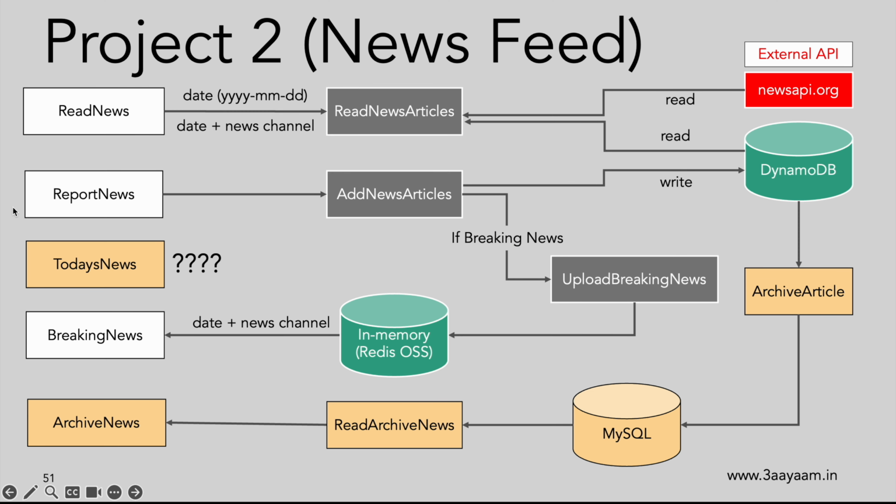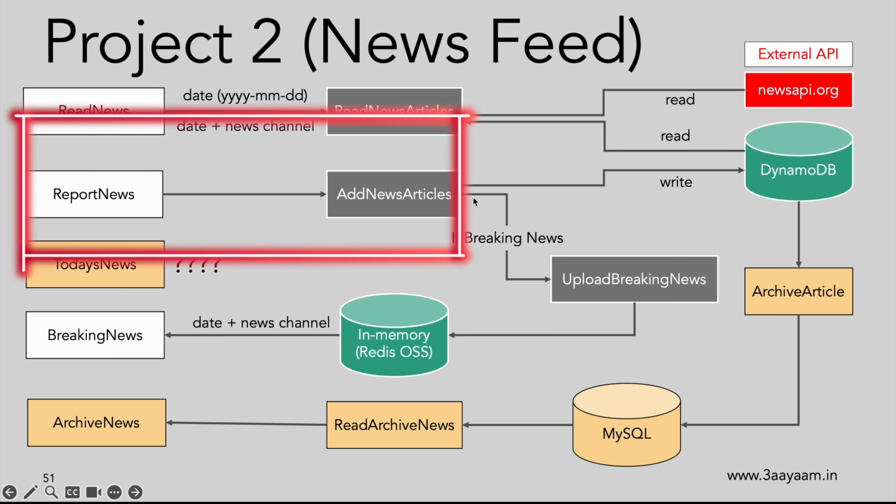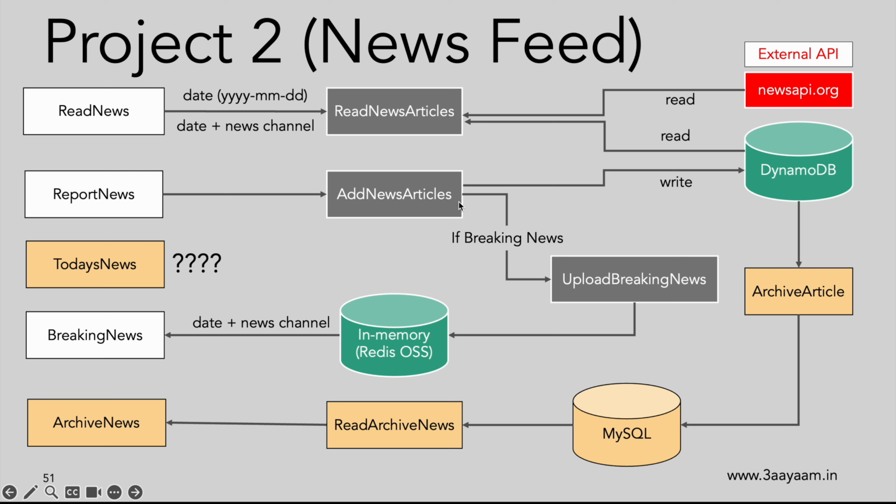This is report news and this is add news articles. If it is breaking news, then it will be added to the in-memory database. If not, it will be inserted into DynamoDB. And by the way, if it is breaking news, it will be added to both the DynamoDB table and the in-memory database. So the first API is done.